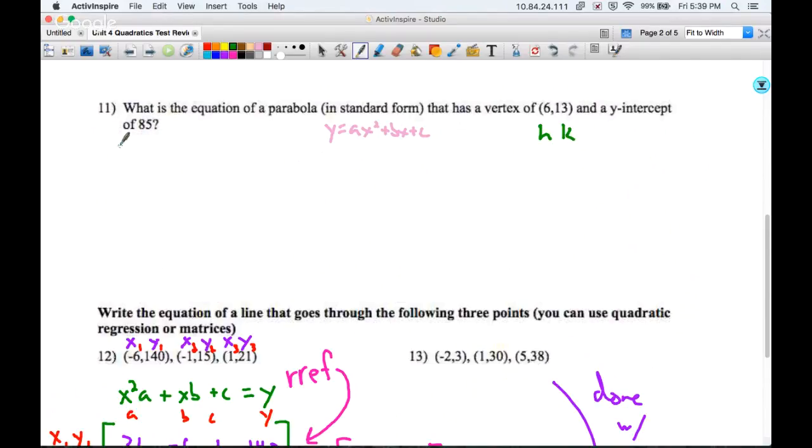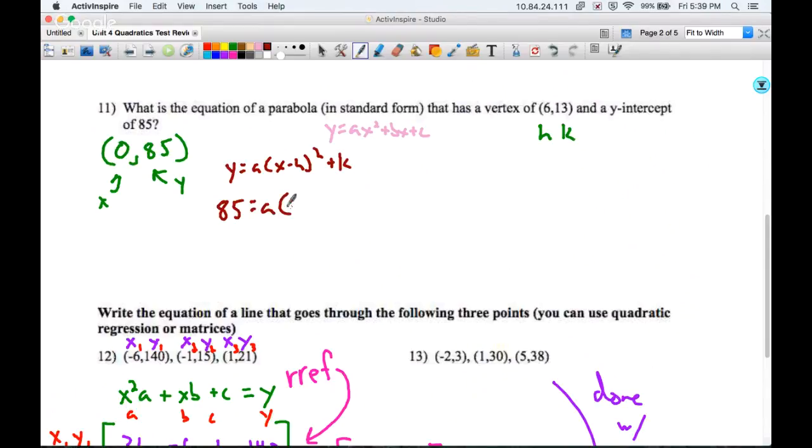If the y-intercept is 85, then it must include the point 0, 85, because when you're sitting on the y-intercept, your x value is 0. So that gives us an x and a y. So we've got an h, a k, an x, and a y. Let's plug all of that into vertex form. So I get 85 equals a times 0 minus 6 squared plus 13.